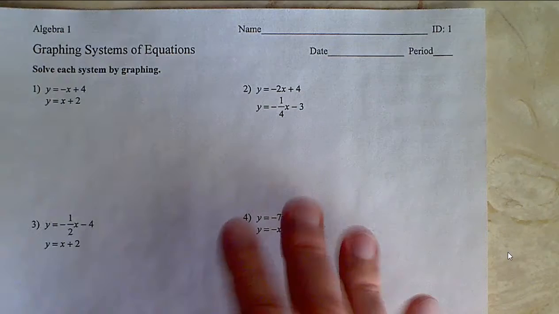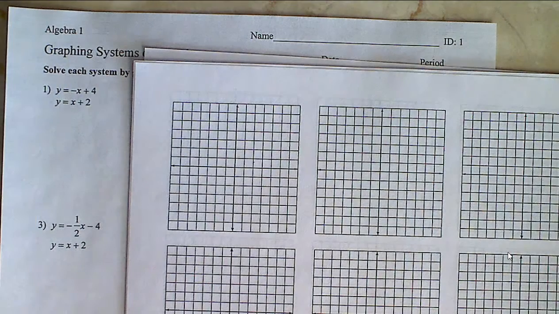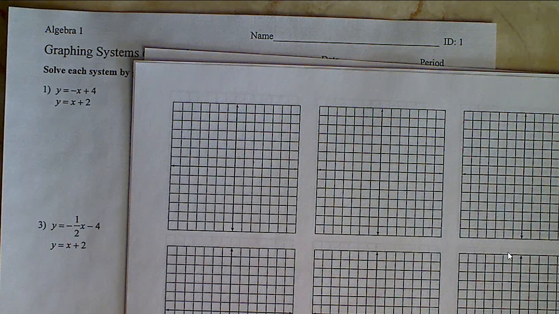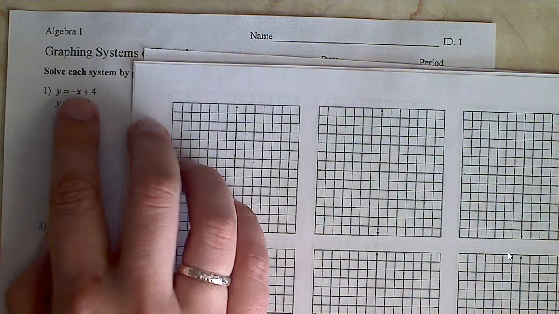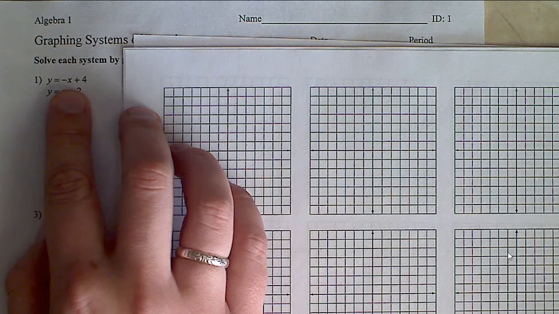Okay, so let's take a look here. Question number 1. So you've got the 2 graphs here. I'm going to put my piece of graph paper right next to it. And y equals negative x plus 4, and then y equals x plus 2. So first of all, if there's no number in front of x, what number is really there? 1. So let's graph the first one here.